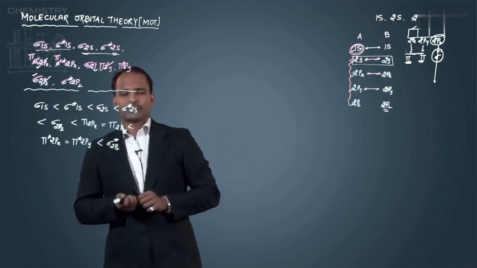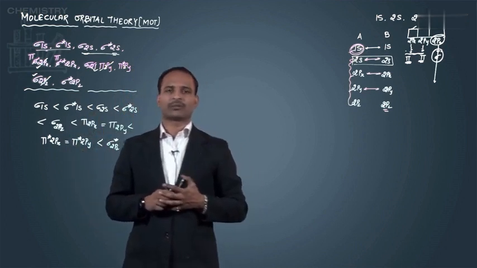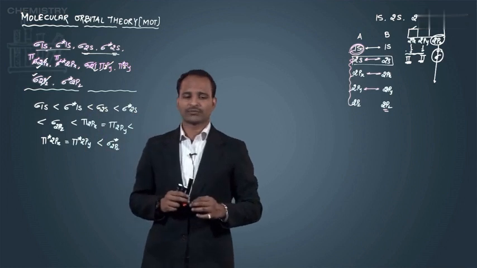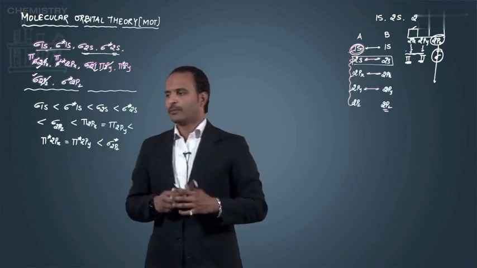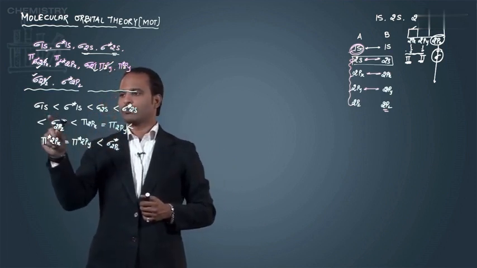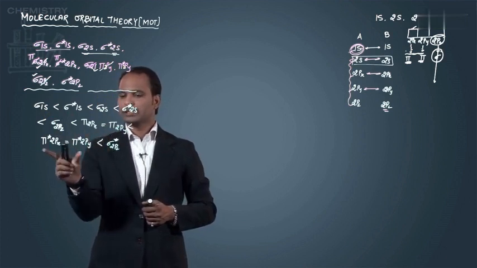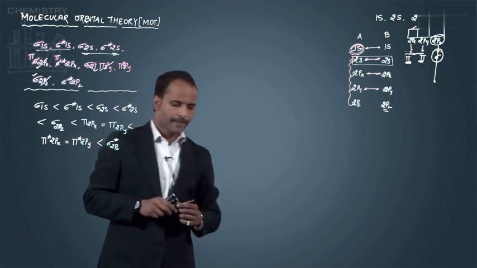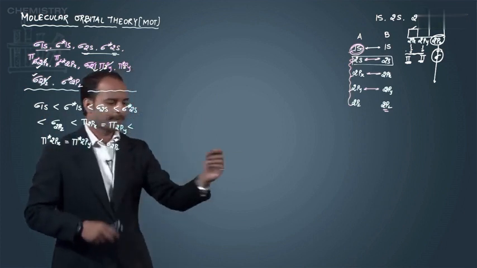Now let's represent the same order with the help of a molecular orbital energy level diagram. We have to represent all these orbitals diagrammatically. In total we have to draw how many levels? 1, 2, 3, 4, 5. These two will come on the same level, that is 6, 7 and 8 levels. Now let's see how it is drawn. That is a molecular orbital energy level diagram.